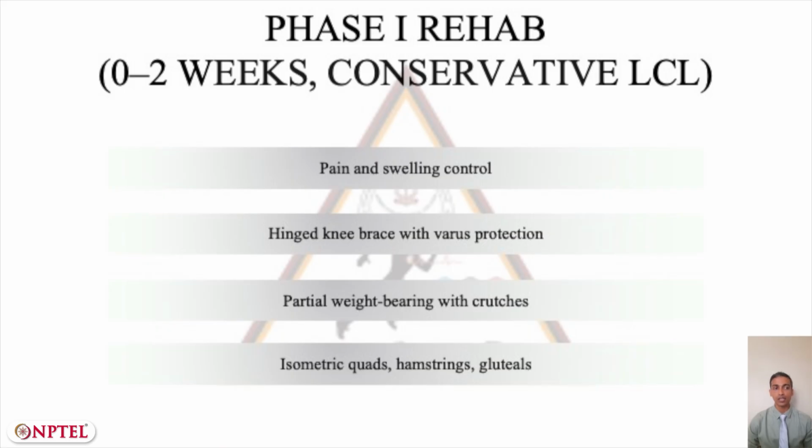Partial weight bearing with crutches is allowed in this phase. Isometric activation of quadriceps, hamstrings, and glutes helps maintain strength without stressing the ligament. The criteria to progress to the next phase include the pain and swelling to be fully controlled, full knee extension and knee flexion of more than 90 degrees, straight leg raising without any lag, and a stable gait while walking with brace.